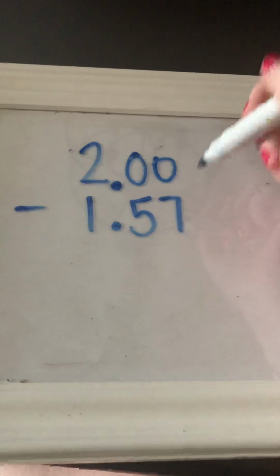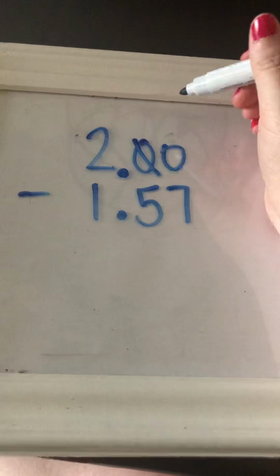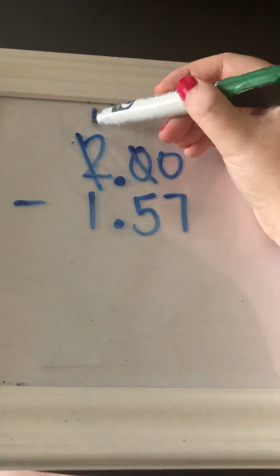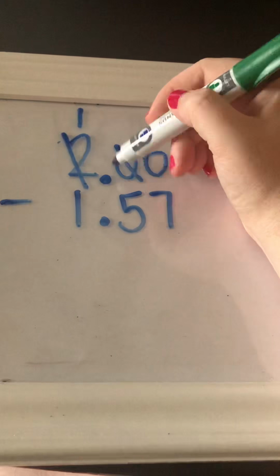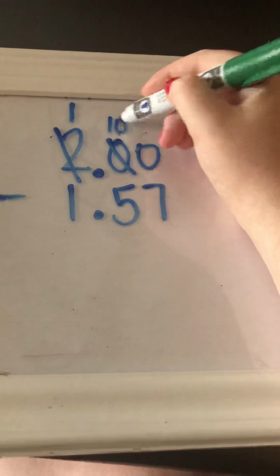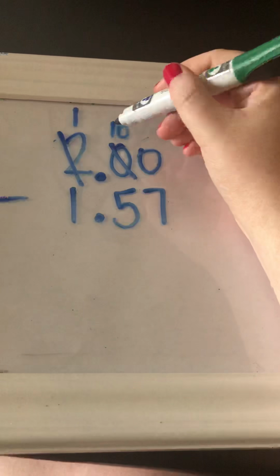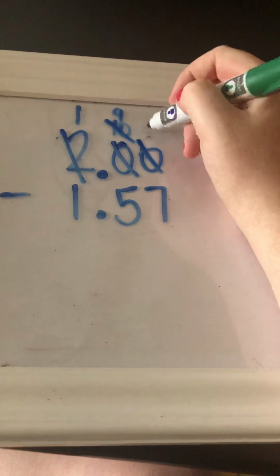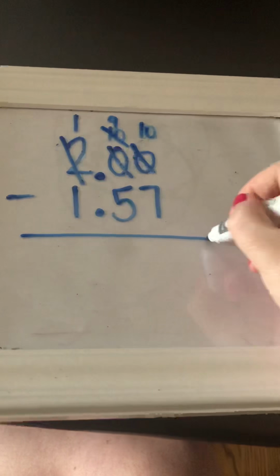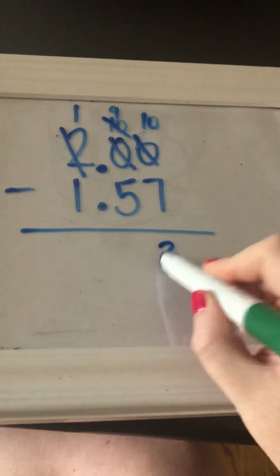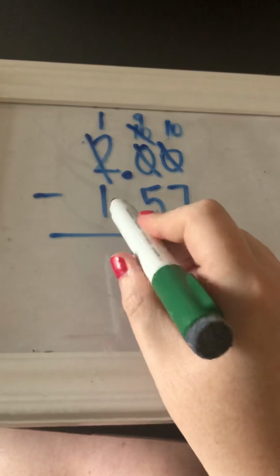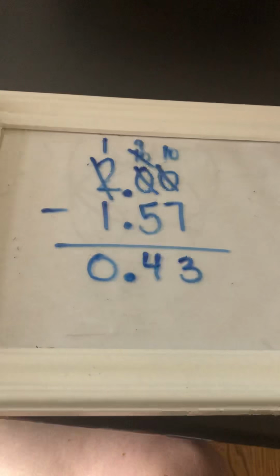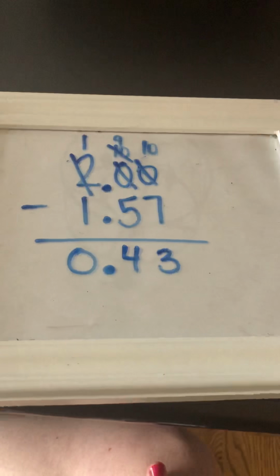So if you have 0, we know we can't take away from 7, so we need to borrow. So we go next door, there's nothing there. So then we're going to go to the ones place, and we're going to turn the 2 into a 1, and now the 0 in the tenths place can become a 10. That still doesn't help us in our hundredths place, so we're now going to make the 10 a 9 and make the 0 in the hundredths place a 10. So 10 minus 7 is 3, 9 minus 5 is 4, and 1 minus 1 is nothing. And then you drop your decimal, and your answer is 43 hundredths.